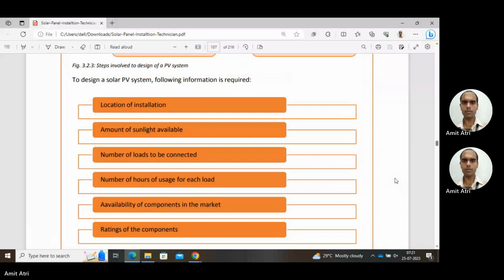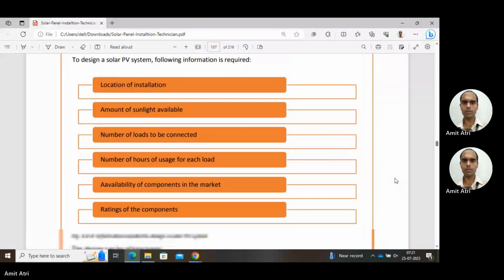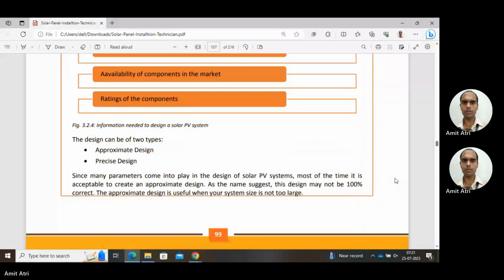Then the rating of the components: how many kilowatts of solar panels, how many ampere hours of the battery, what are the kilowatt or kVA rating of the inverter, charge controller. Okay, so the rating of the different components after that. So these are the steps how we have to design our solar PV system. The design can be of two types. First of all, approximate design, and second is precise design.